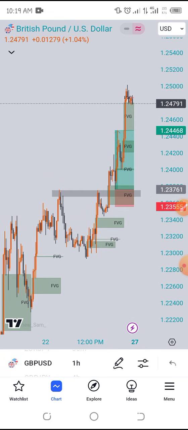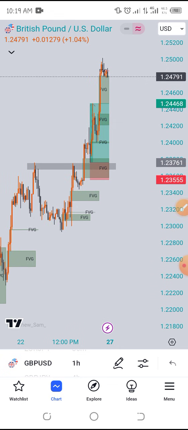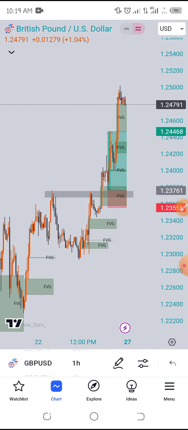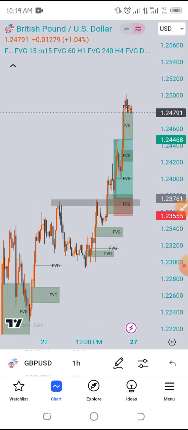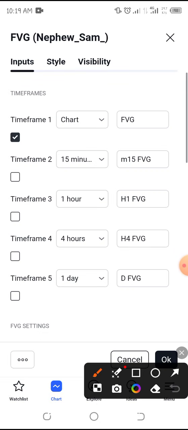Okay, now this is my GBP USD. This was the last trade we took on Friday that hit TP. Okay, so now let's assume that we don't have anything on our chart. So now if you go to indicators, this is the fair value gap indicator that I make use of. Let me show you guys so you can get the name clearly. This is it, guys. So all you have to do is go to TradingView, search for FVG and apply the one by Nephew Sam. So this is the FVG indicator that I use on TradingView.